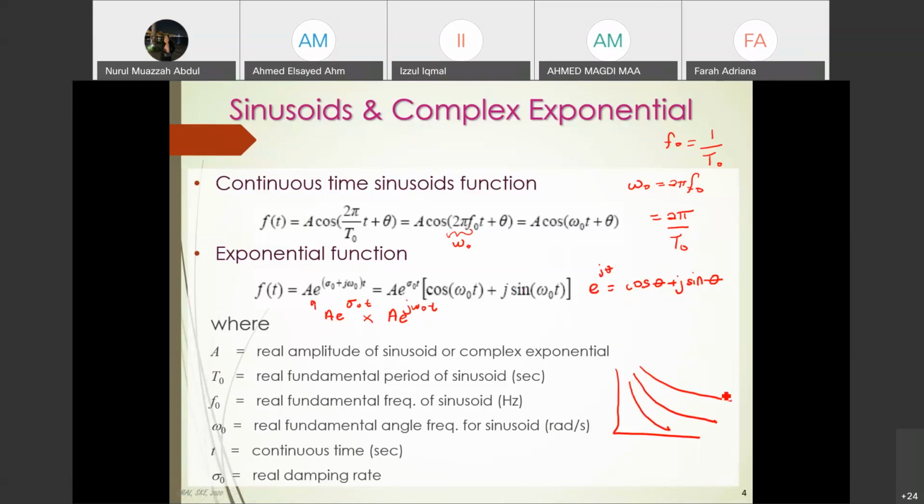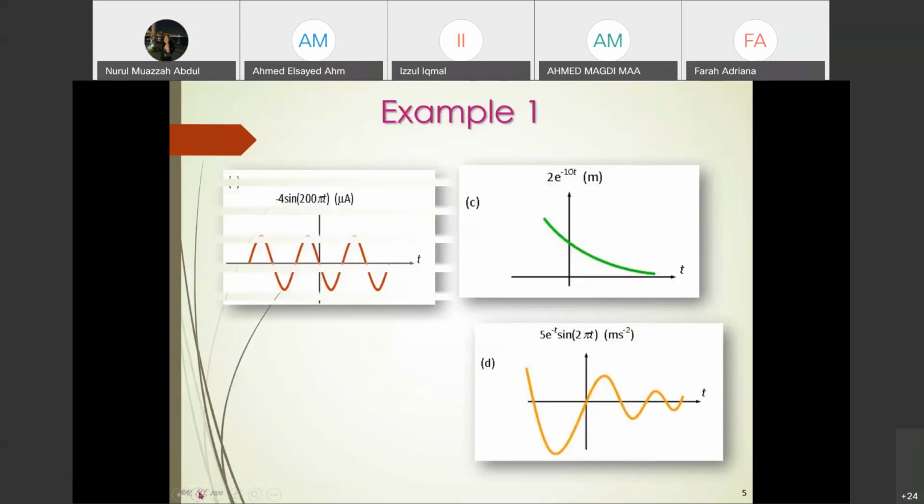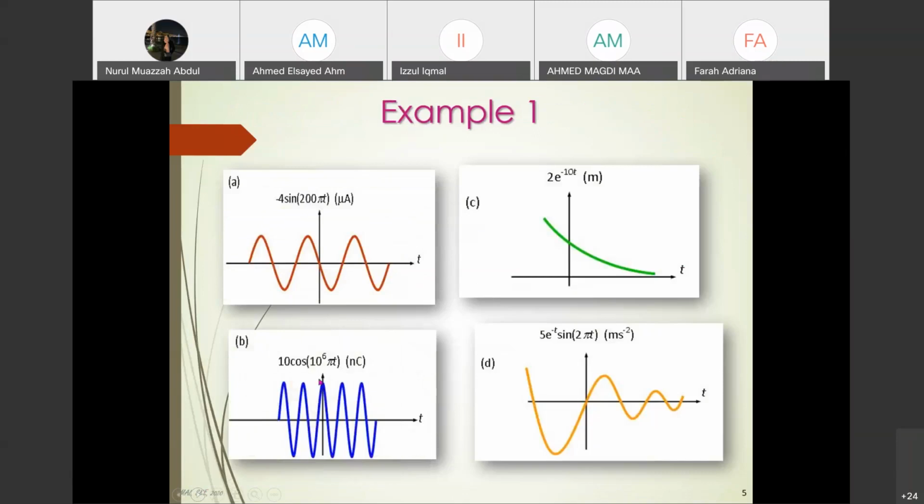Okay, it has the rate. So that is the damping rate. Okay, so moving on to the next slide. Some of the examples, for the sinusoid signal and also for the exponential signal.